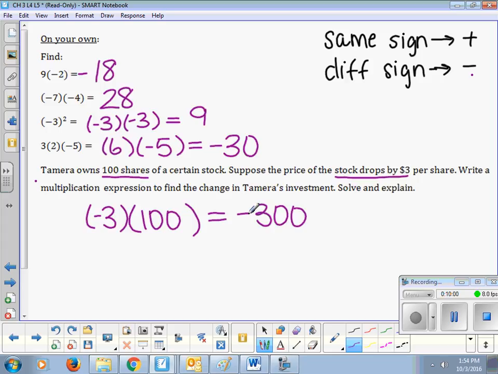What does that mean? What does that negative 300 represent? How much money she's gained or lost? She's lost $300.